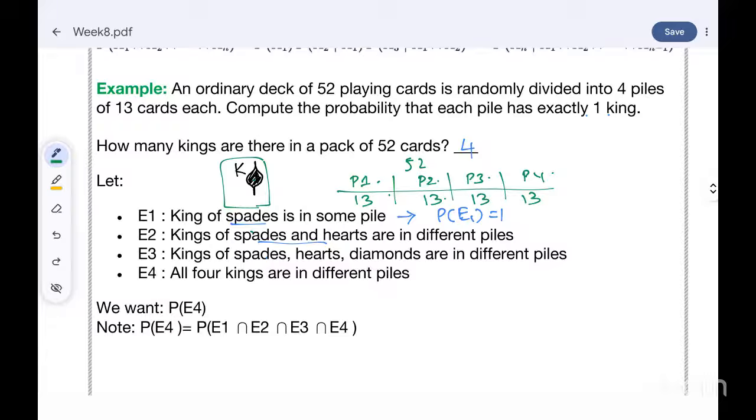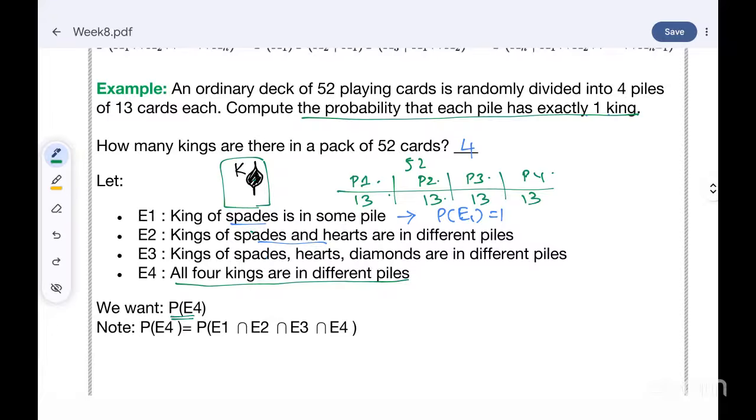Yes, ma'am. 100% means what is the probability? 1. Okay, right? Thank you. Now you see what we have to find. We have to find the probability that each pile has exactly 1 king. That is, all 4 kings are in different piles. This is what we need to find. Basically, we need to find P of E4.